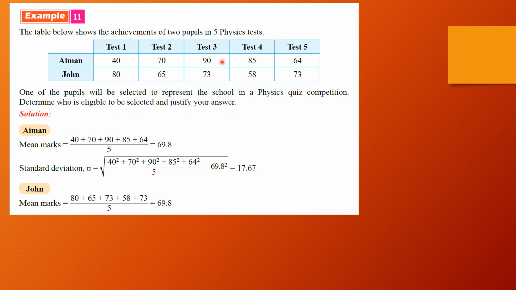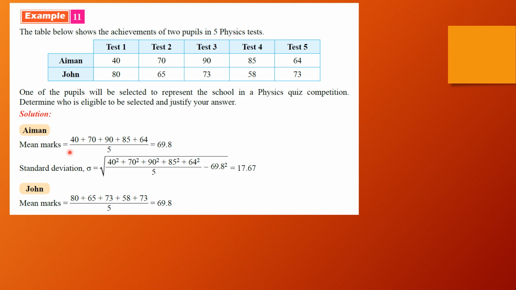So in this case, we want to identify which student has a consistent performance. So we want to compare the achievement of two pupils. So we have to calculate the standard deviation. So for Aiman, before we calculate standard deviation, remember we have to calculate the mean mark.